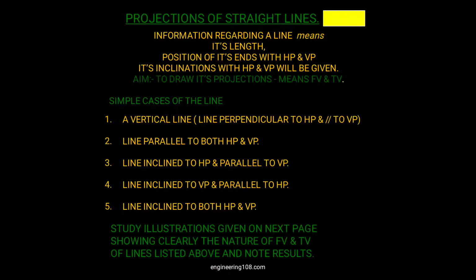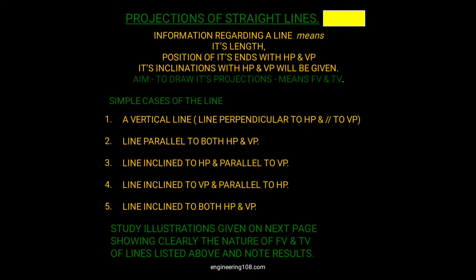Now what information will they give? Its length, position of its ends with HP and VP, meaning above, in front of, a point. Its inclination with HP and VP will be given: perpendicular, 90 degrees with HP, 90 degrees with VP, parallel to VP, parallel to HP, inclined to HP, inclined to VP. Now what will be the aim? To draw its projection, which means we have to draw the front view and top view.